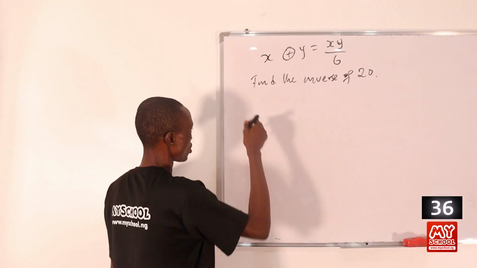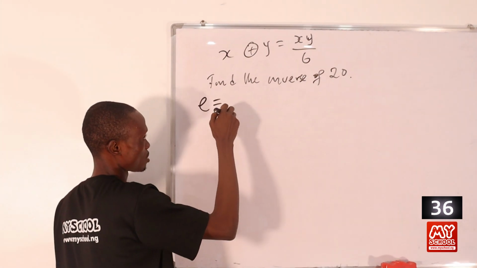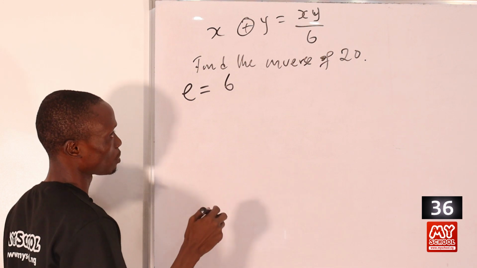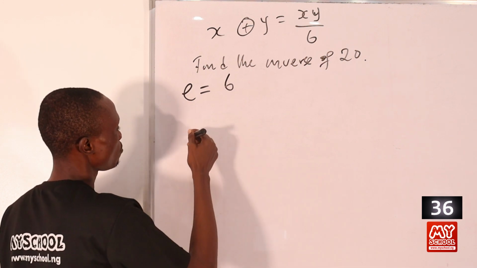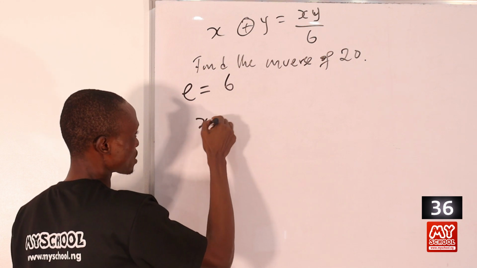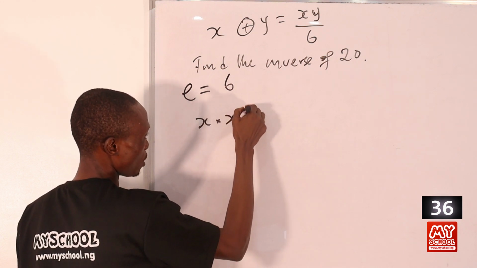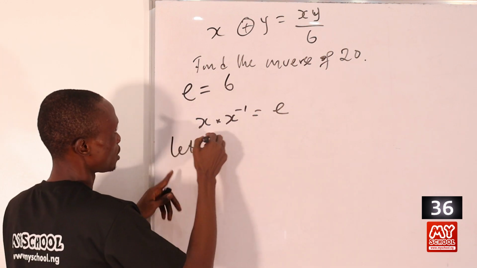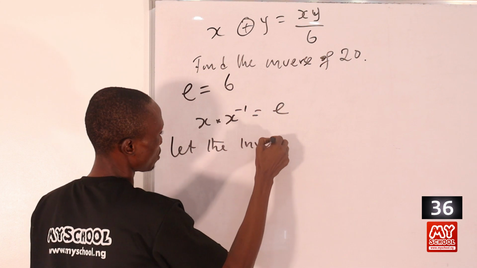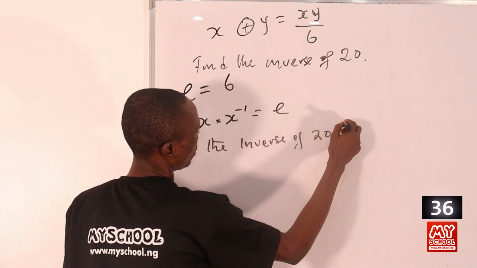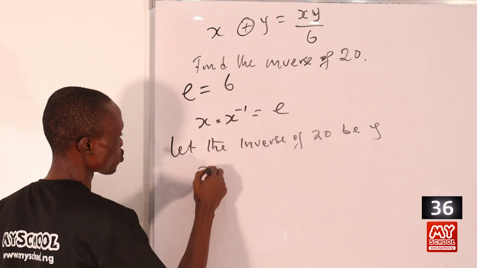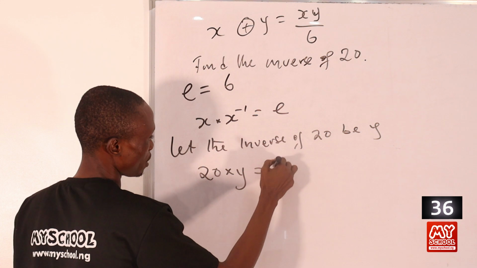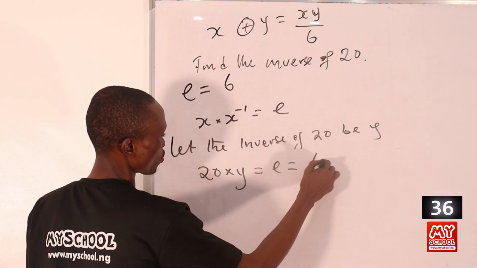For this question, we are told that the identity element is equal to 6. But remember that for a number, the number times its inverse is equal to the identity element. So in this case, we say let the inverse of 20 be y, so that 20 times y will be equal to the identity element e, but in this case we are told that it's equal to 6.